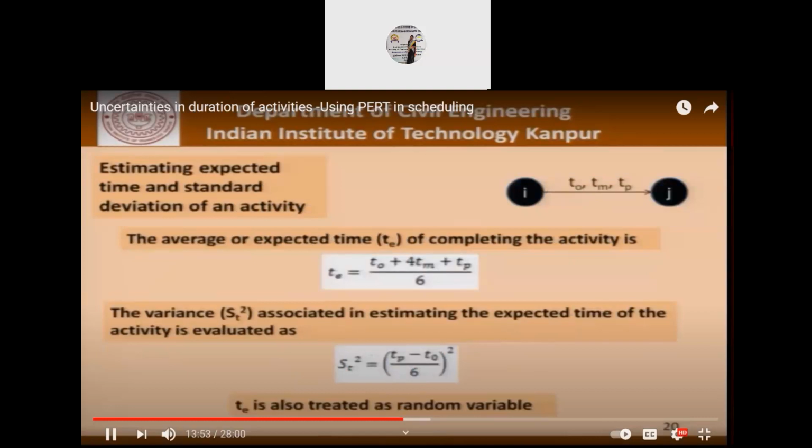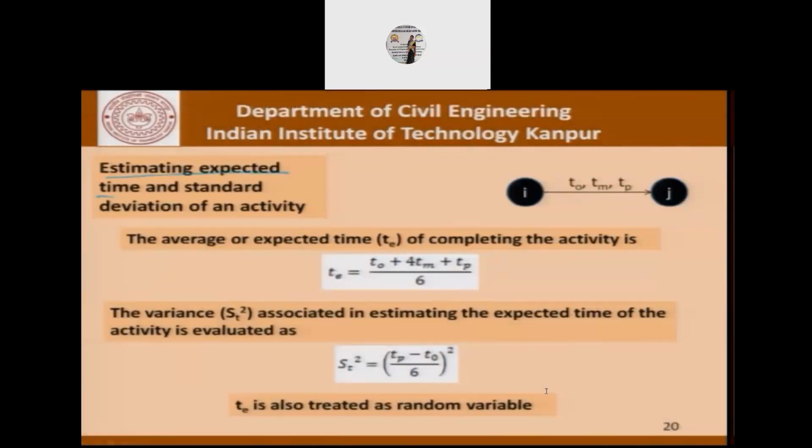Now from here, the expected time for completion and the standard deviation in the activity. We know the TO, TP and TM, then how do we calculate the T expected of the activity Ij? Now this is calculated using this equation, that is TO plus TP plus 4 times TM divided by 6. So I'm not getting into the derivation of this.